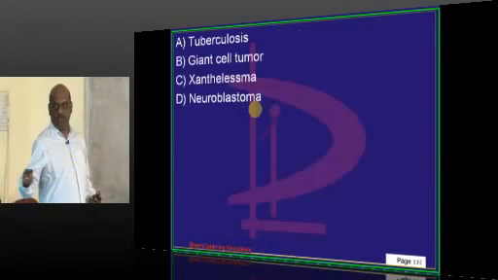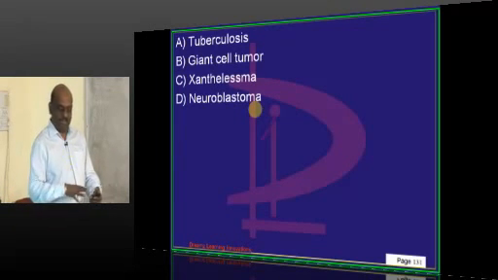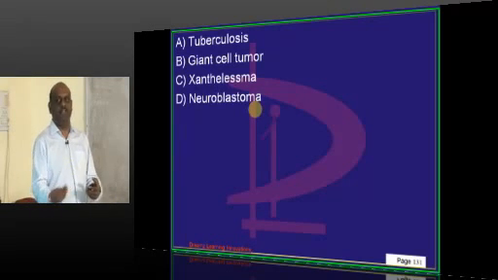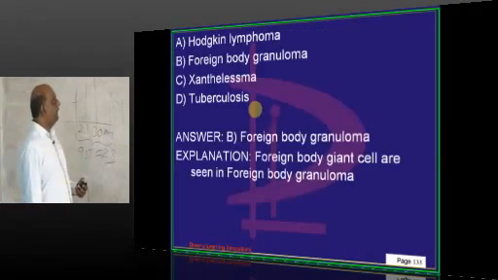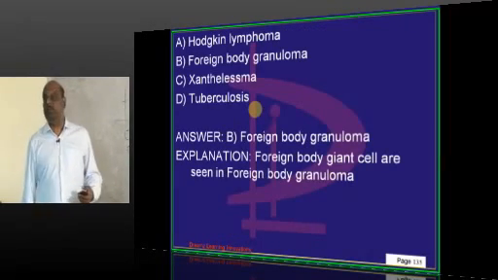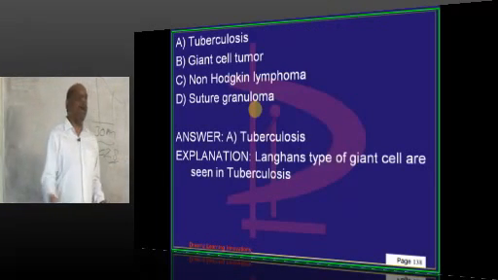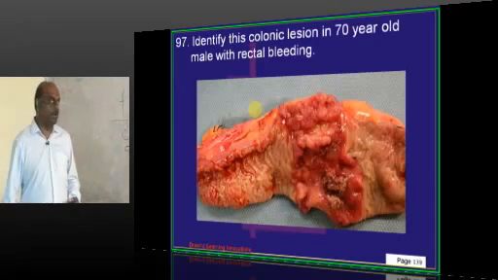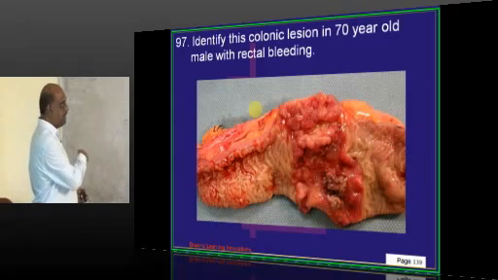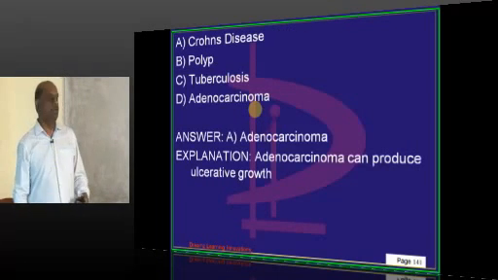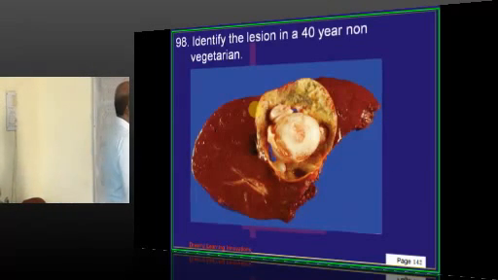Basically, these three pictures you put side by side. There is a description given for each of them. Actually, just review that. Now, we have a foreign body type of granuloma, which is typically seen in foreign body. Then you have a Langerhans type of giant cell, which is seen in tuberculosis. A 70-year-old has got a rectal bleeding, and this lesion which you are seeing is a colorectal ulcerative growth. That's the reason, in view of the age, we consider adenocarcinoma.